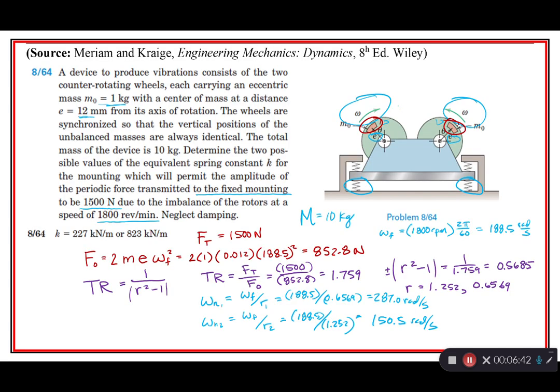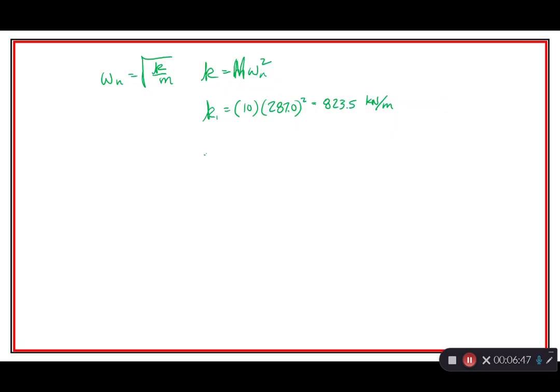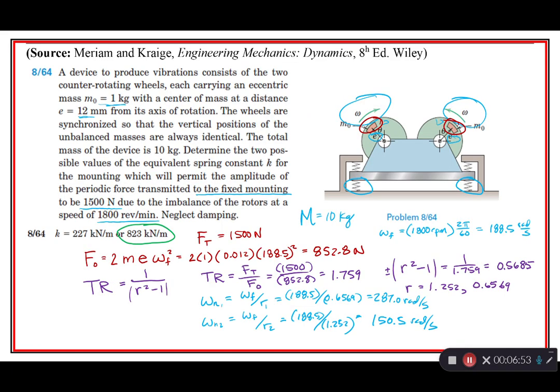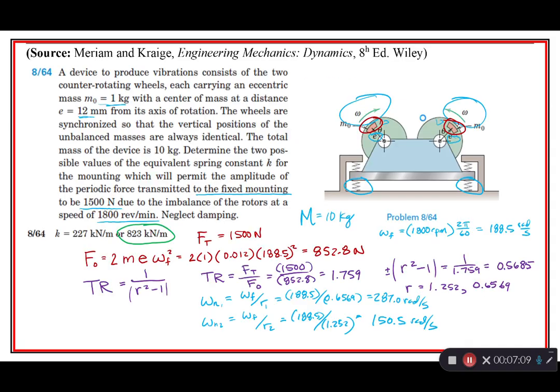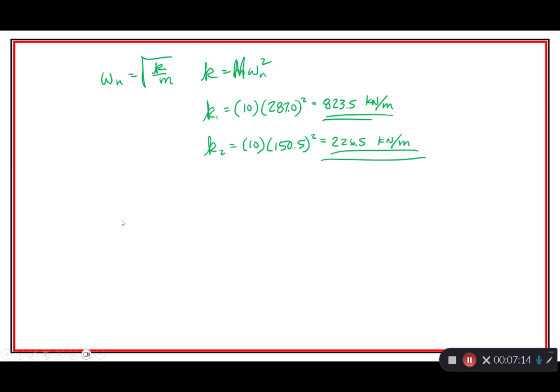So if we come back to there, here's the number right there. And then we do the second one. Let's say K2 is going to be equal to 10 times 150.5 squared. And it comes out to 226.5 kilonewtons per meter. And boom. That's the other one, 227. So we got the right answer. Yay for us. We did it. So Dora the Explorer. Let's try another problem.